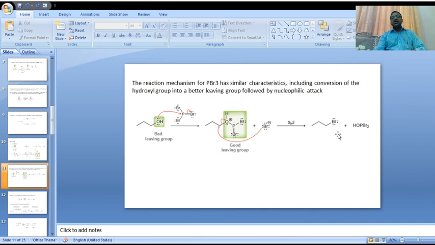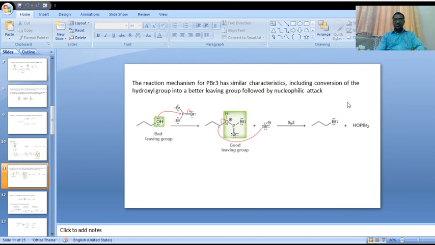Here the major product is an alkyl halide. Alkyl halide is produced from this reaction. Is it clear, all of you? This is about PBr3, phosphorus tribromide.